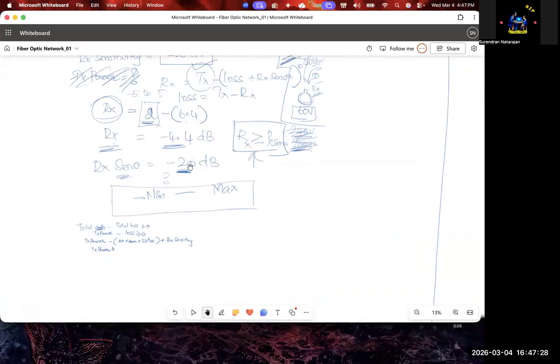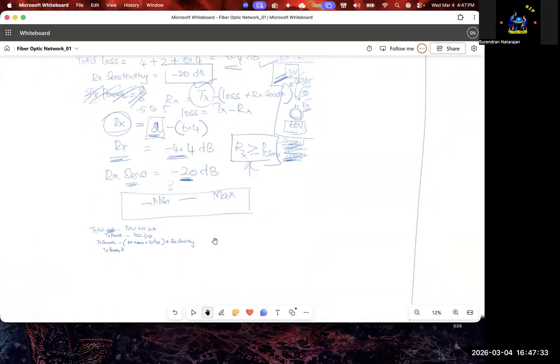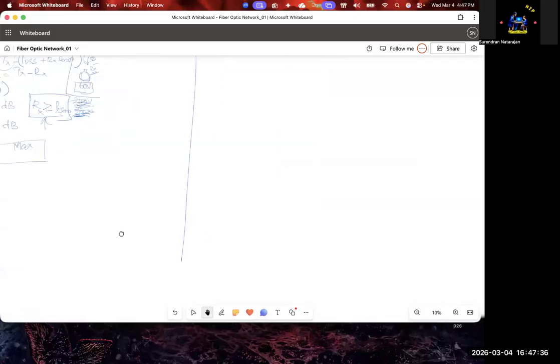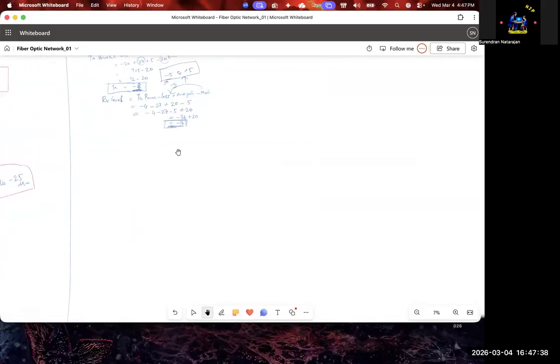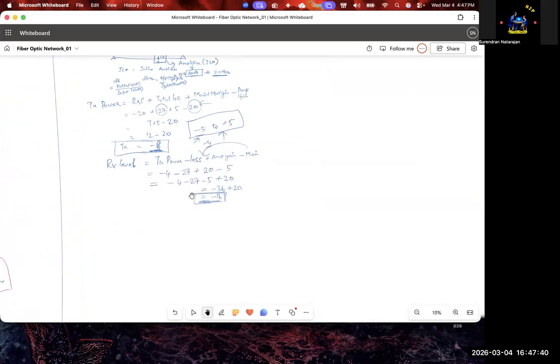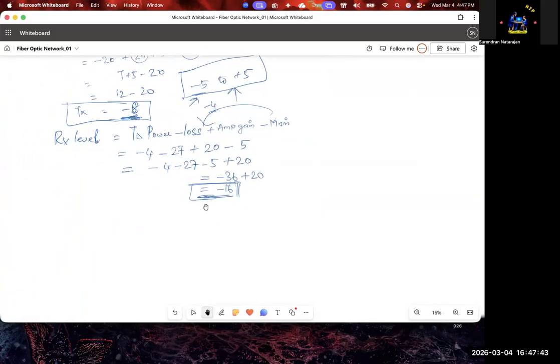Now, are we in the range or not? Will this damage the receiver? This RX, what we have found out now. Will it hit or will it not hit? It will not hit, because our range is minus 10 to minus 25 now, so that is within the range.